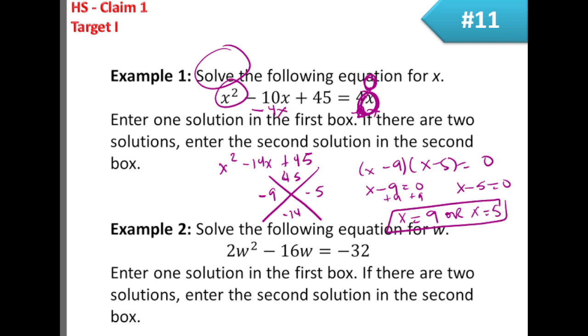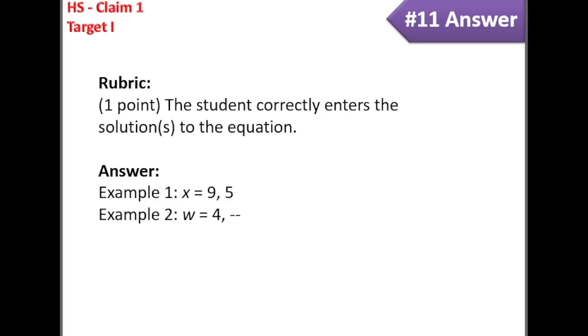Okay, I'm only going to show you the answer to that one. Go ahead and try example 2 on your own, and pause this right now before you see the answer. Pause this and work on it. Okay.